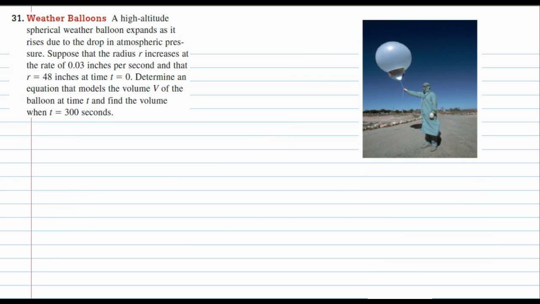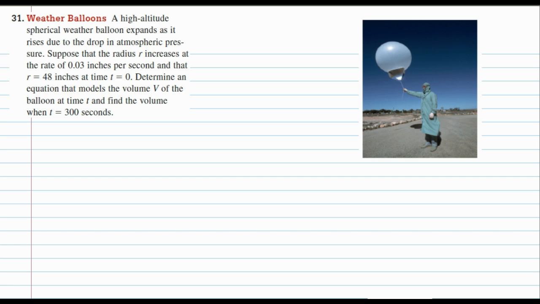The now try problem is number 31. Weather balloons. A high altitude spherical weather balloon expands as it rises due to the drop in atmospheric pressure. Suppose that the radius r increases at the rate of 0.03 inches per second and that r equals 48 inches at time t equals 0. Wow, that is a lot of information.